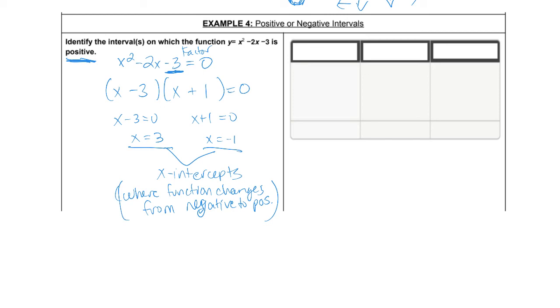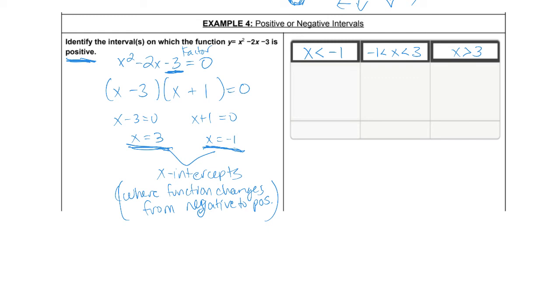Okay. Now, we want to look at when the function is less than negative 1, between negative 1 and 3, and then greater than 3. So x is less than negative 1, x is between negative 1 and 3, and then x is greater than 3.